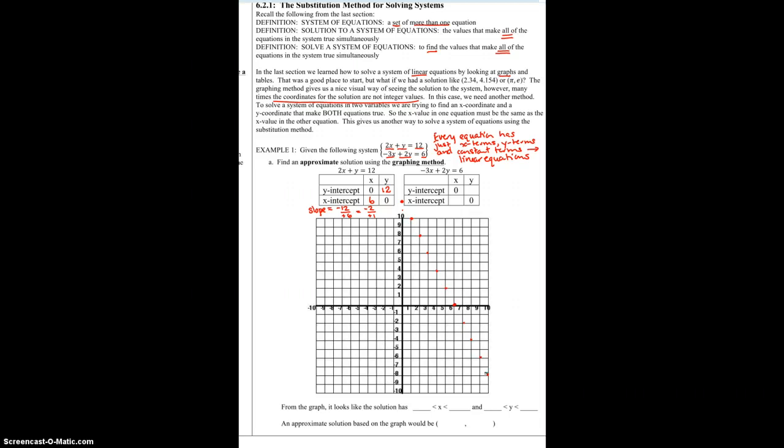So now if we connect those points, we do see our graph is a line, like we said when we looked at our terms. All right, so we get a graph that looks like this. So that was our first equation.